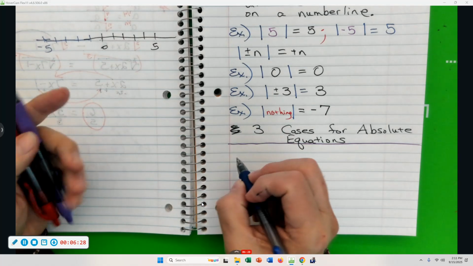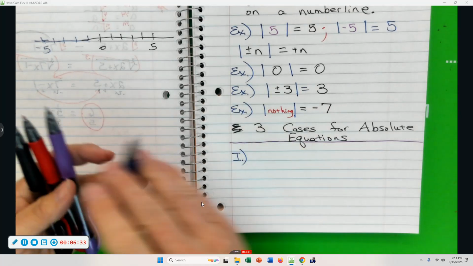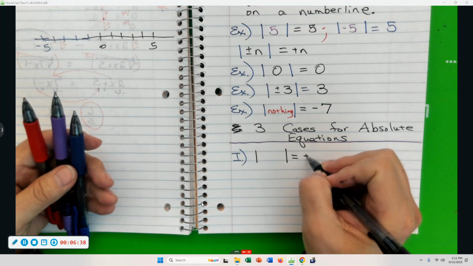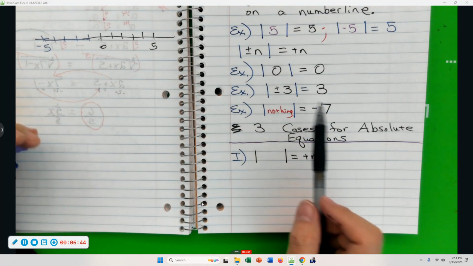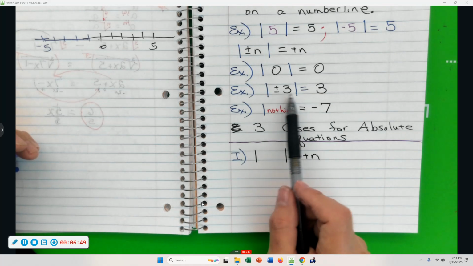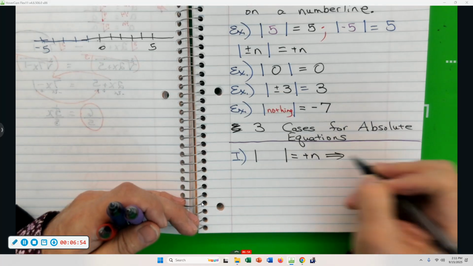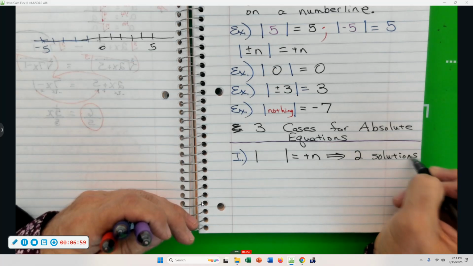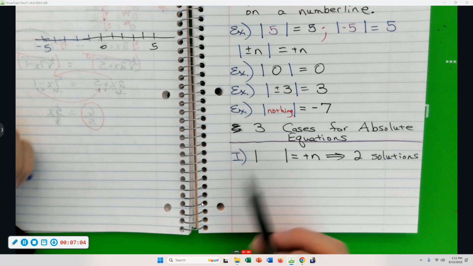The first one, I think I'm going to Roman numeral them. Case number 1. You have an absolute value equaling a positive number. Okay, like this one here, there was a 3 there. The stuff inside there had to be a positive or -3. So I'll say, in that event, you expect to have 2 solutions. The absolute value has to equal the positive number and the negative of that number.